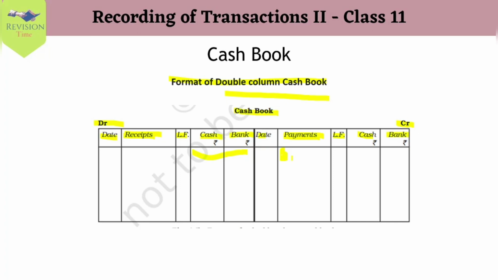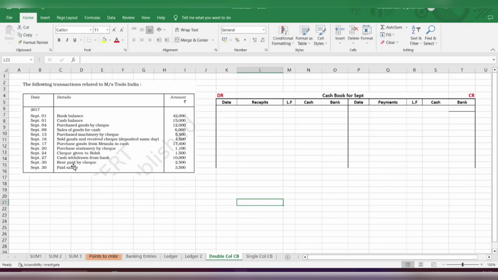So let us take an example of a few transactions and record them in our double column cash book. Let us read out these transactions and then post them in our double column cash book. The following transactions are related to Tools India.